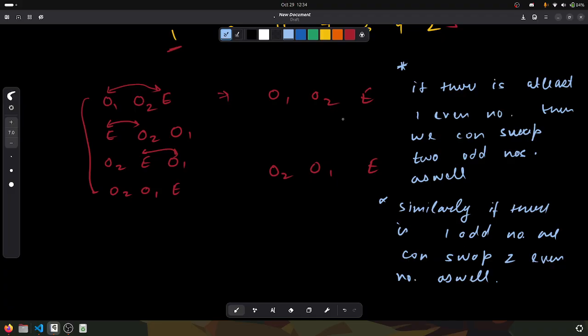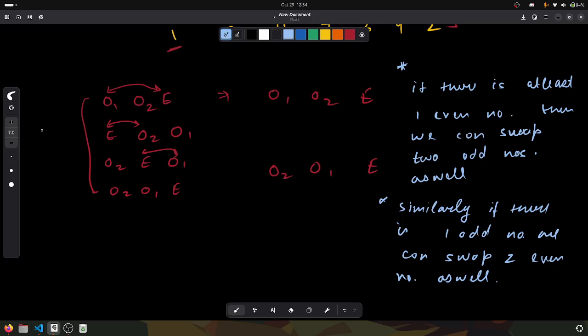So now in the cases where there are both odd numbers and even numbers present in the array, we can essentially perform any type of swap. We can swap an odd number with an odd number, and we can swap an even number with an even number, and odd and even we can swap already. So basically we can swap any two numbers, and if we can swap any two numbers, we can rearrange the array in any way we want.